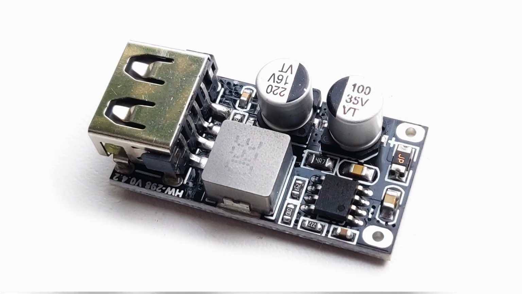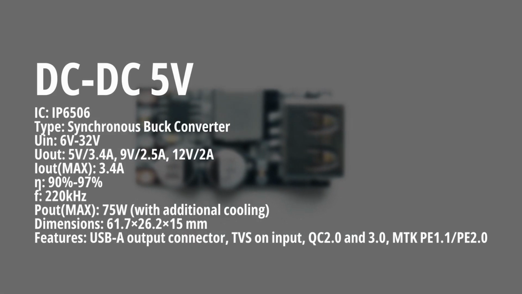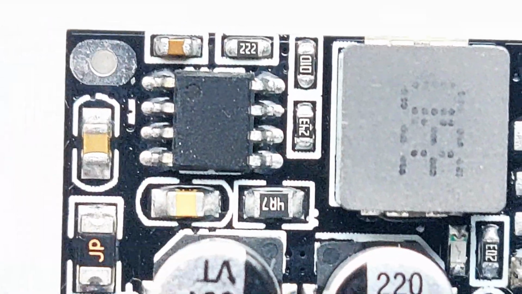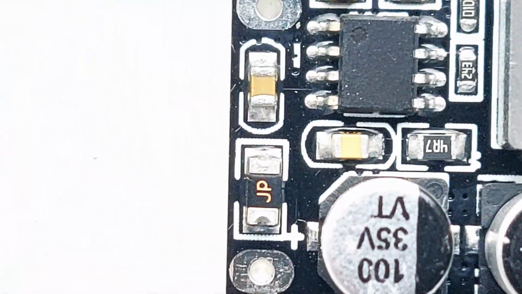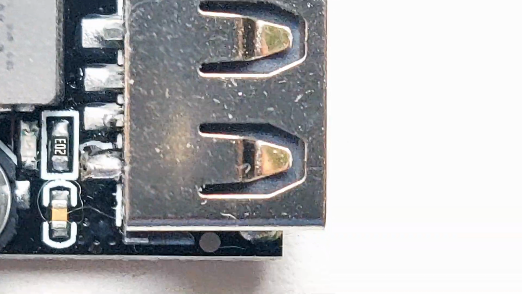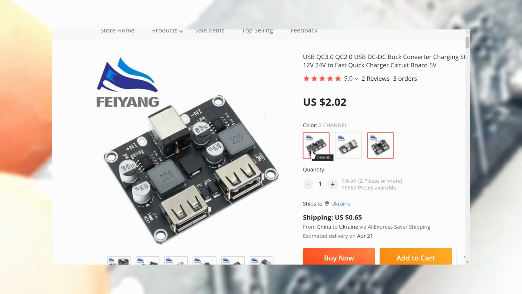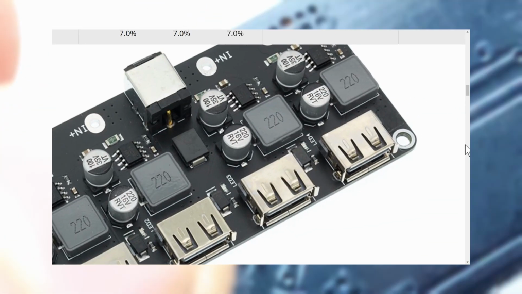The DC-DC 5 volts is not just a buck converter 5 volts, but supports quick charge and other protocols with higher output voltage for faster phone charging. The module has only one USB-A output, but there are many similar boards with 2 to 4 outputs.